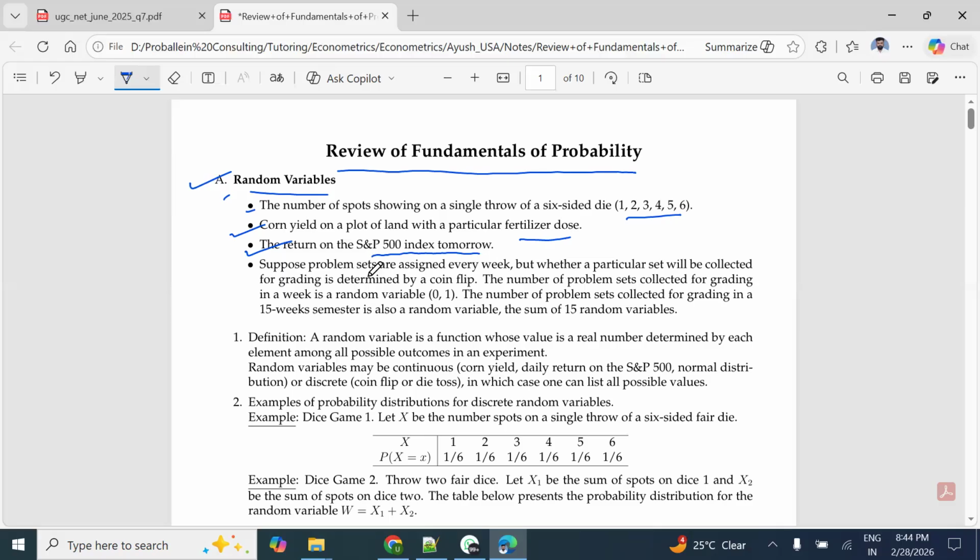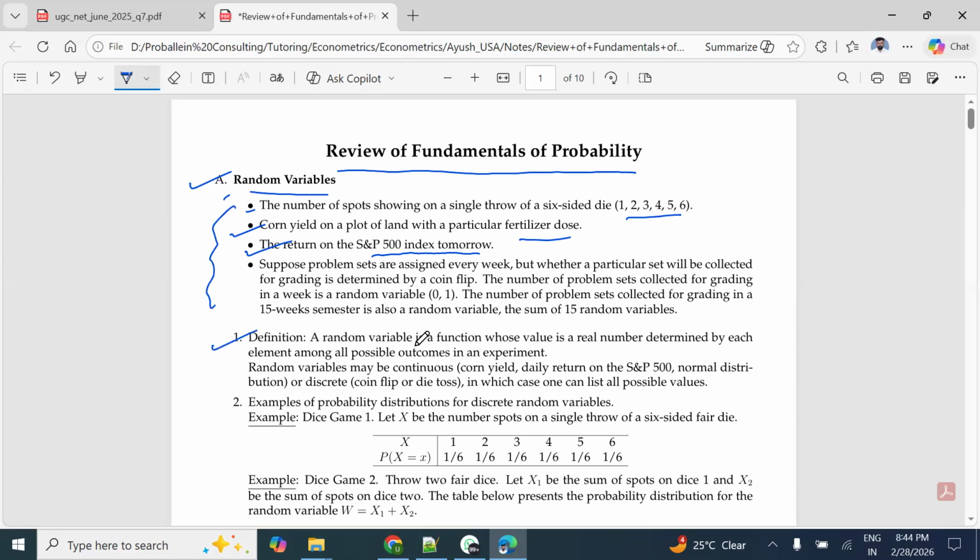Suppose problem sets are assigned every week, but whether a particular set will be collected for grading is determined by a coin flip. The number of problem sets collected for grading in a week is a random variable. The number of problem sets collected for grading in a 15-week semester is also a random variable. So it is the sum of the 15 random variables. Okay. So these are basically different examples of random variables.